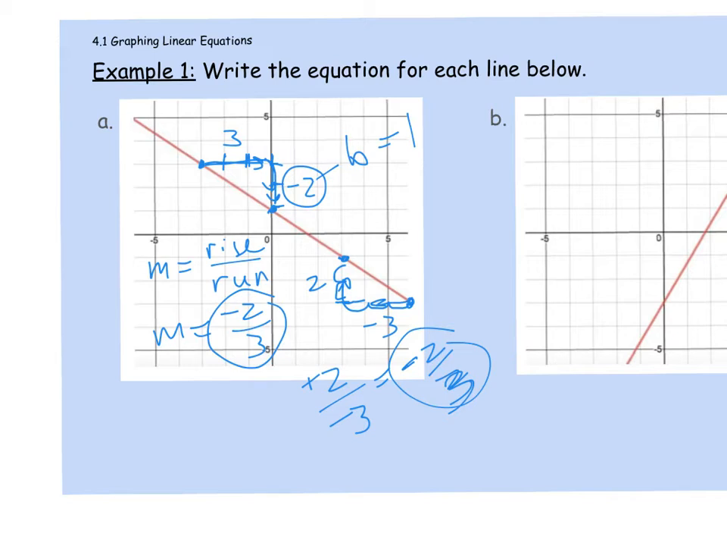So if we're looking at y equals mx plus b, then my slope, y equals, what is it? -2/3 x and plus the 1. So that's my linear equation for this line.